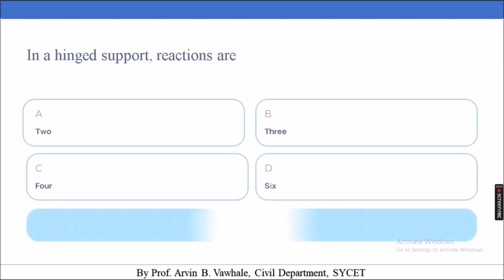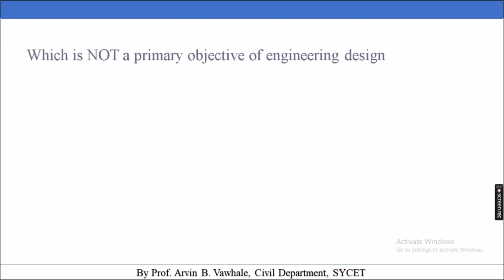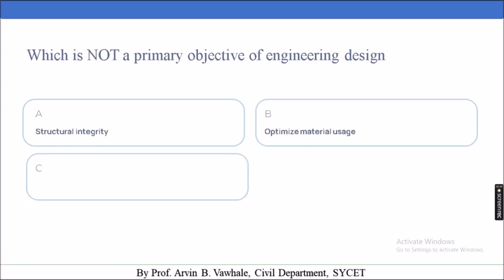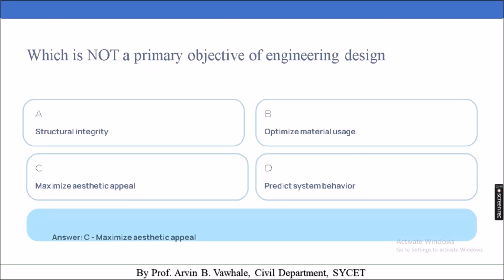A2. Which is not a primary objective of engineering design? Option A, structural integrity; option B, optimized material usage; option C, maximize aesthetic appeal; option D, predict system behavior. Answer: C, maximize aesthetic appeal.